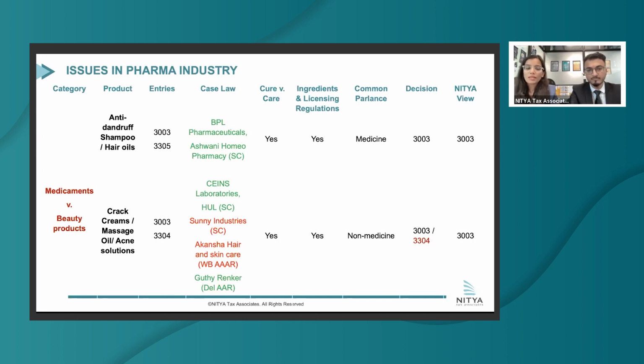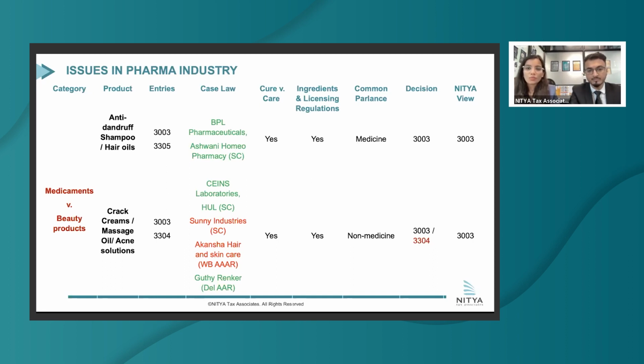So let's suppose this anti-dandruff shampoo, if it helps that you don't get the dandruff, or the oils or the acne creams that prevent the acne, etc., or those which treat and also prevent. In some of the cases, the courts have disregarded this concept, but in many cases the Supreme Court has accepted that the preventive element is also a medicament element, and that is why they have to be classified as medicaments and not as cosmetics.